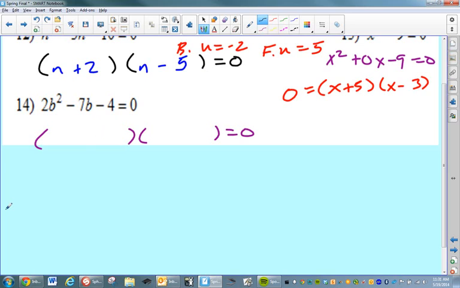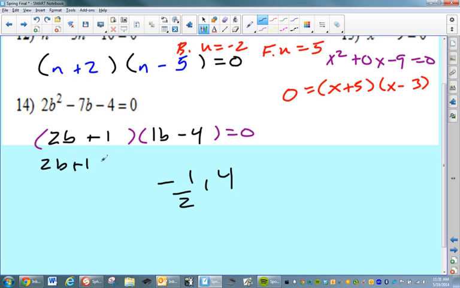What changes inside my binomial? At this point, I have my factors. A lot of students just want to switch the second value and say your answers are -1 and 4. Right? That's wrong. It's -1/2 and 4, because 2b plus 1 equals 0, you subtract 1 and divide by 2. All right, so make sure you take that extra 3 seconds to get that question.